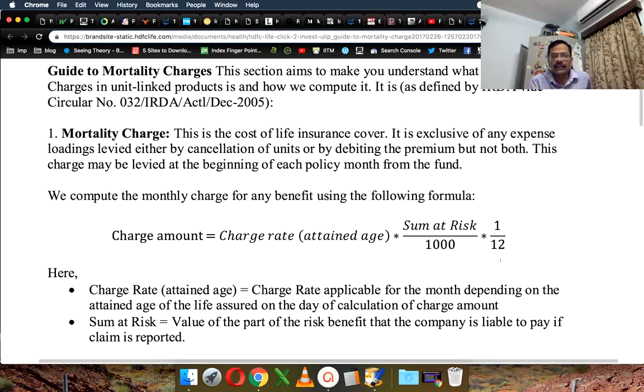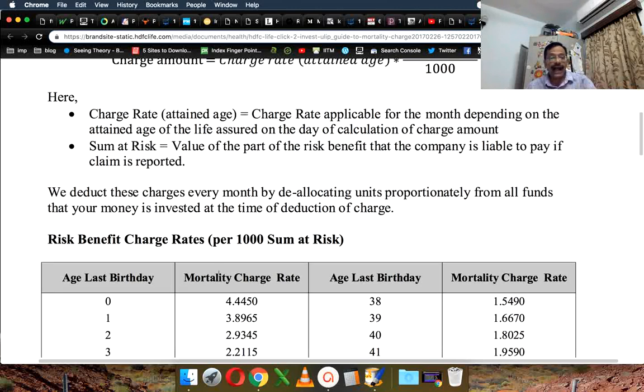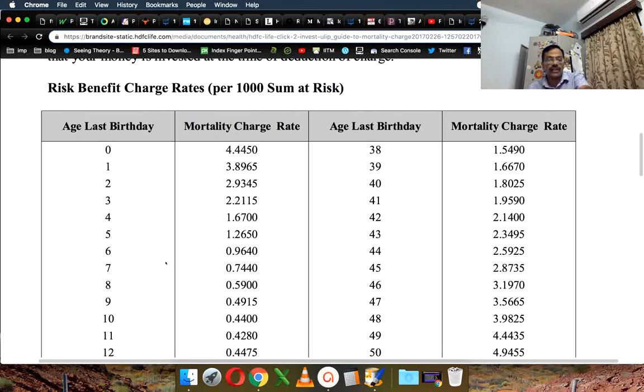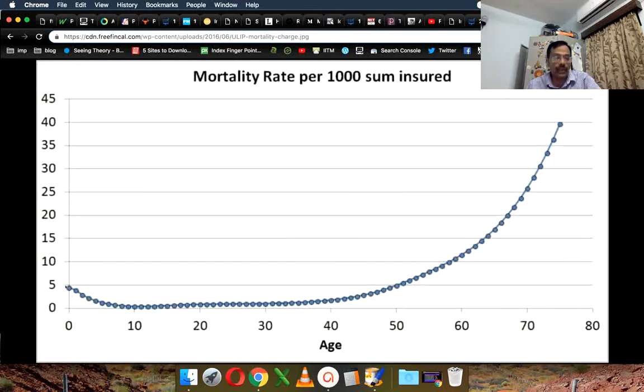That's essentially, what do you call it? It's essentially the sum assured, to keep it very simple. Now the point is the charge rate is calculated as per age, and you can see that as the age increases, the mortality charge rate changes. Notice this is the mortality rate per 1000 rupees of sum insured.